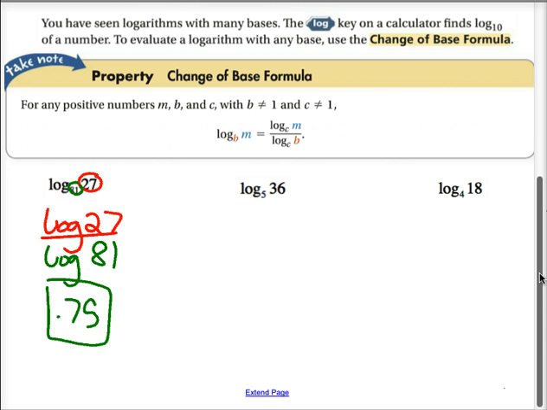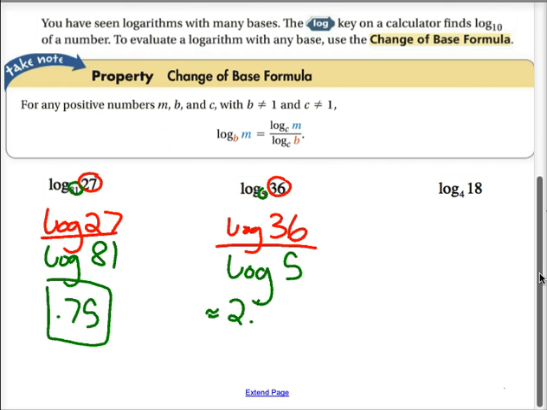That is it. So log of my main number divided by log of the base. So log of 36 divided by log of 5. And that gives me about 2.23.